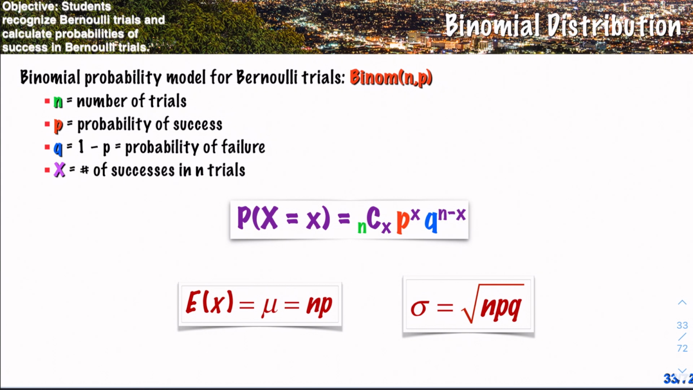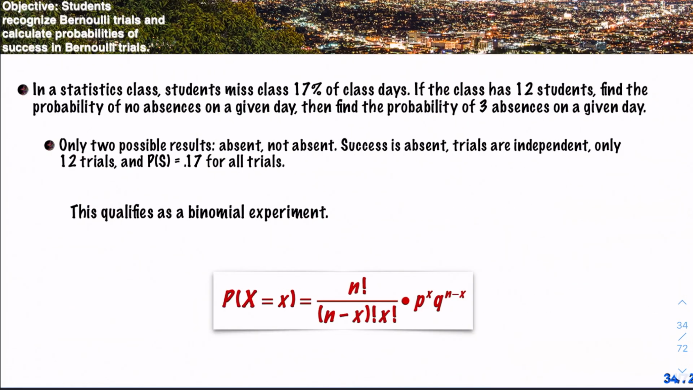Our expected value, or our mean, is n times p. And our standard deviation, how far we are away from the mean, is the square root of n times p times q. So I would put a star or highlight these 3 formulas, as many of them will show up on the AP formula sheet.